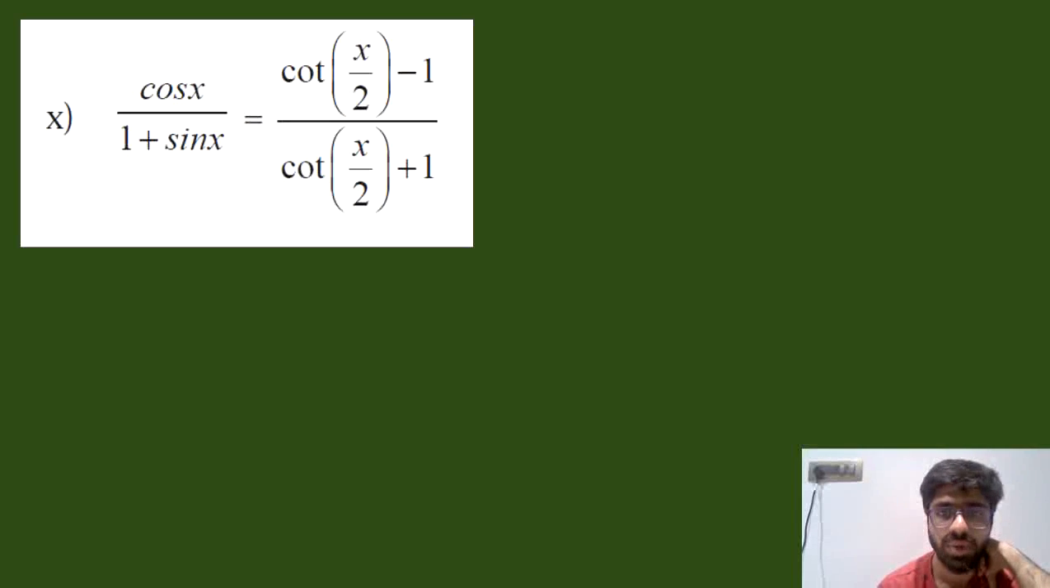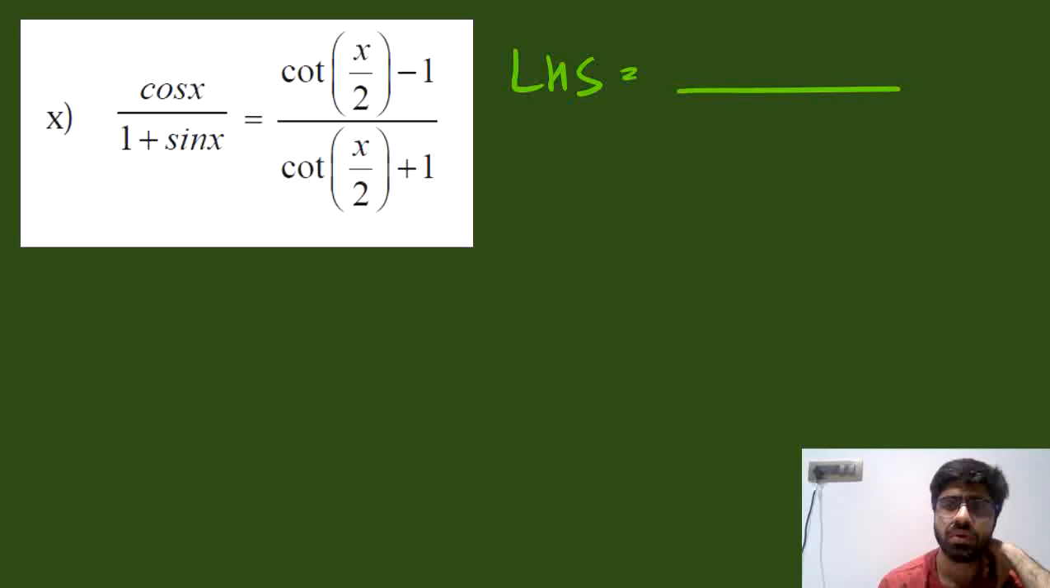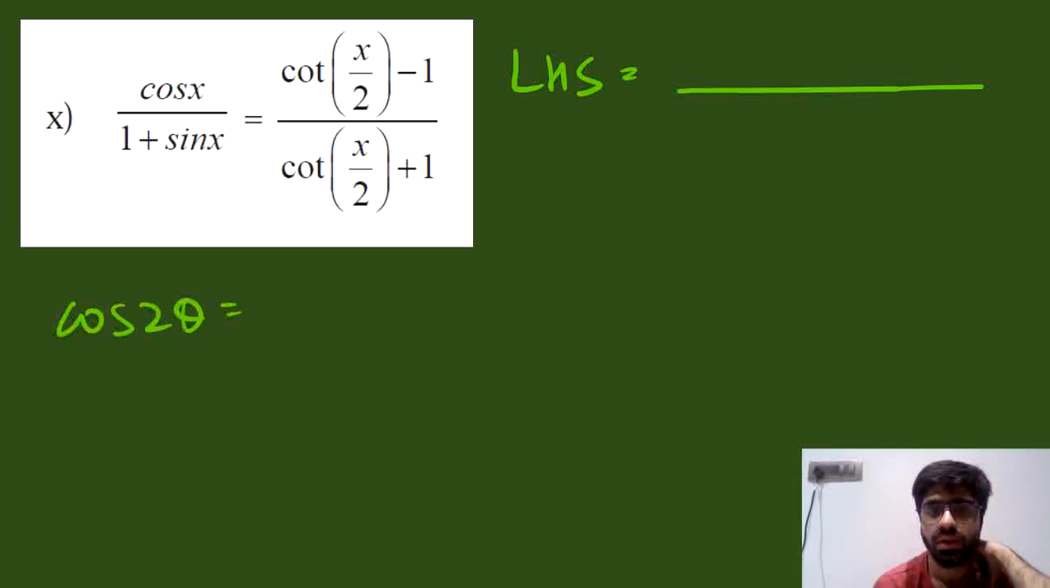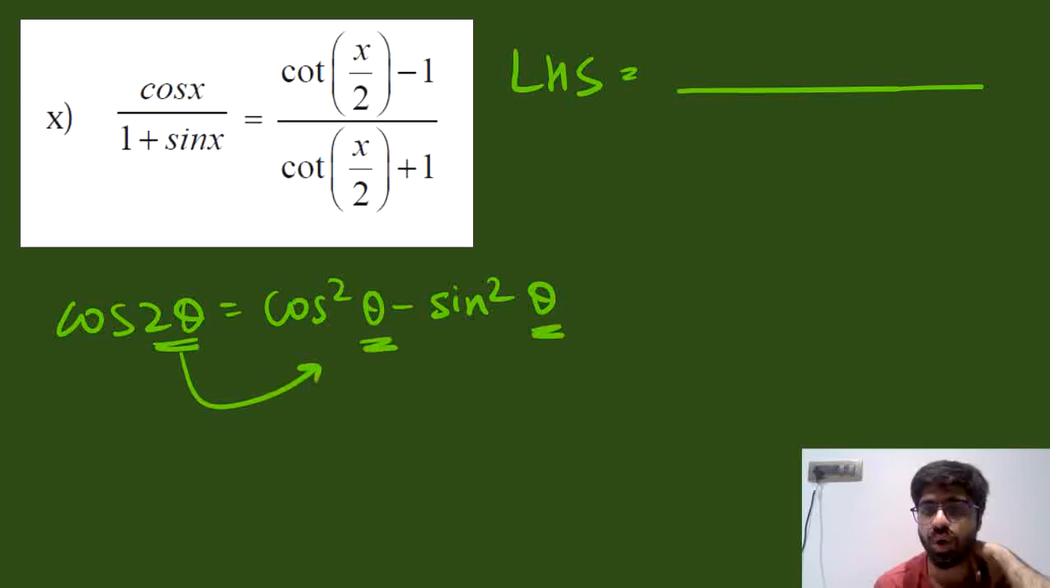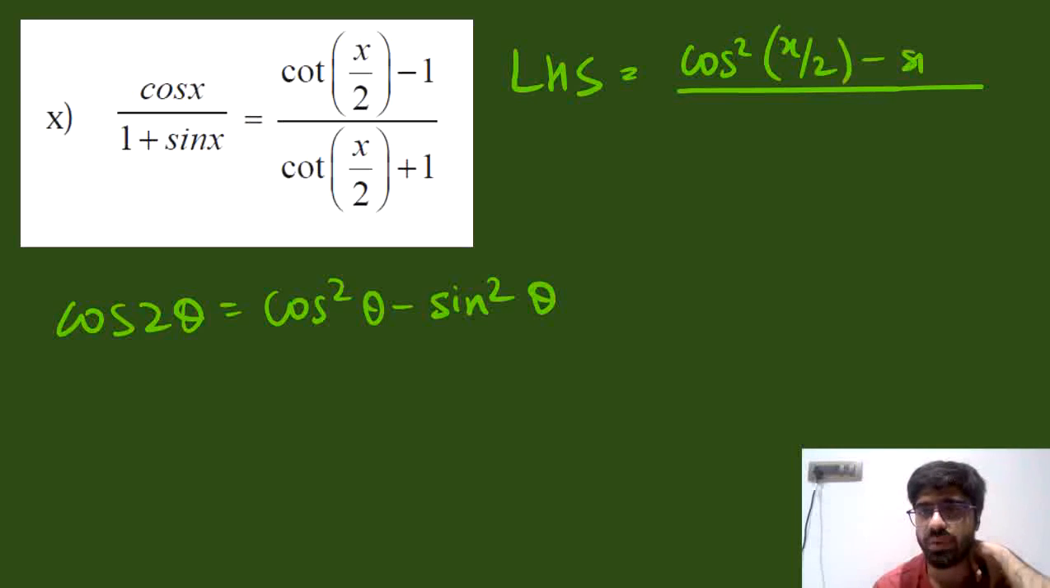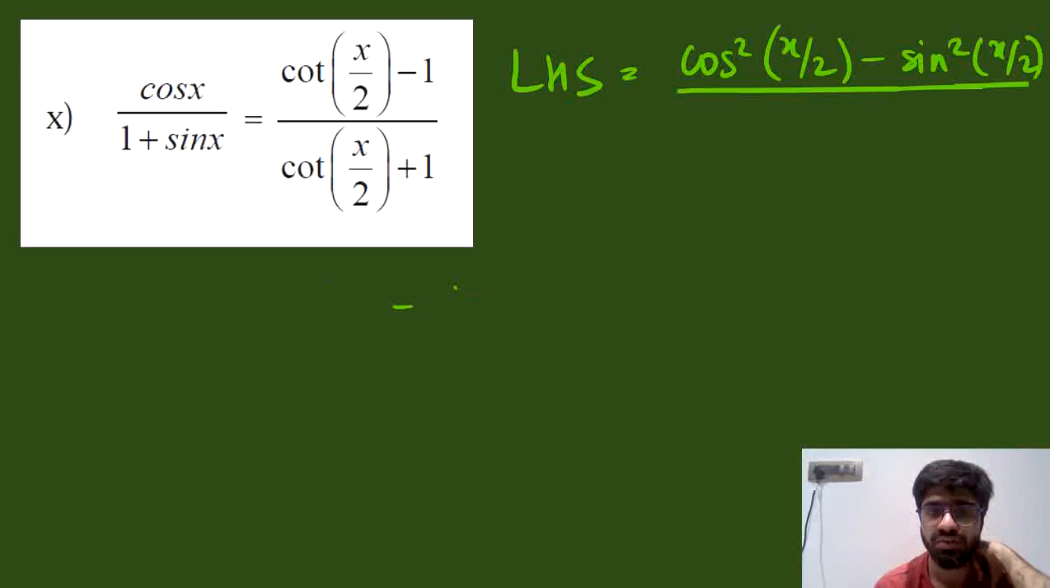Take the 10th one. We begin again with our left hand side, where they have said cos x upon 1 plus sin x. Now cos x, I will use the half angle formula. I know that cos 2 theta is cos square theta minus sin square theta. So while using this formula, the angle here is becoming half of whatever it was on the right hand side. So that means if I have cos x, I can write it as cos square x by 2 minus sin square x by 2. That's how I am writing the numerator, and check very carefully how I write the denominator. I can write sin x as 2 sin x by 2 cos x by 2.